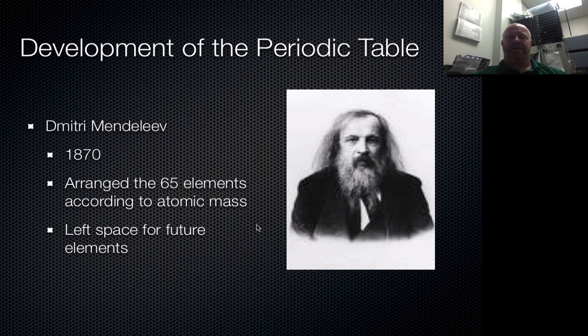One of the key things that he did, which made it a very powerful table, is he put them into groups and into periods, so that he organized them by their properties and not only by their numbers. In addition, he left some space for future elements, so he actually predicted that there are elements out there that we had not yet discovered, and he predicted those elements with pretty high accuracy.